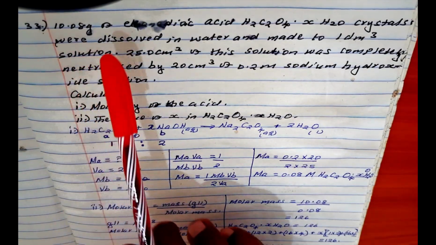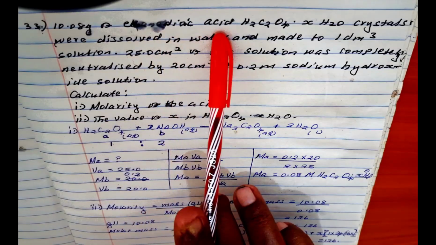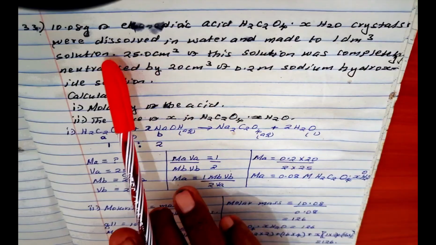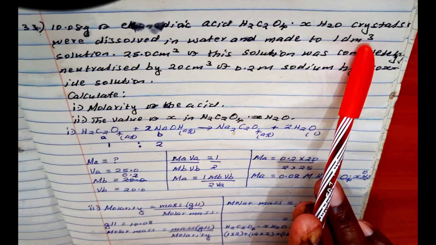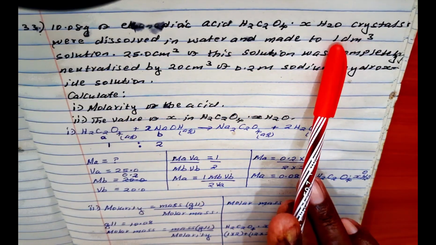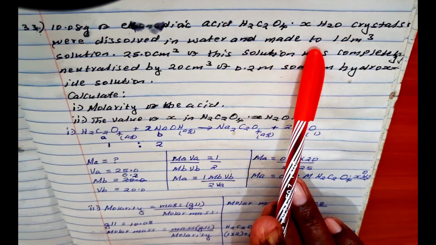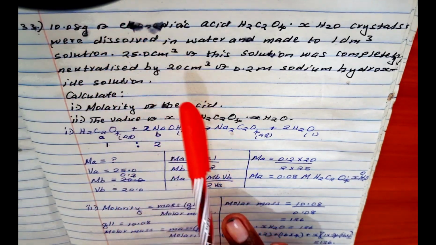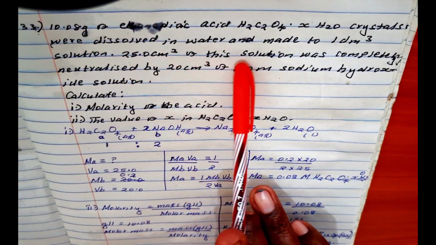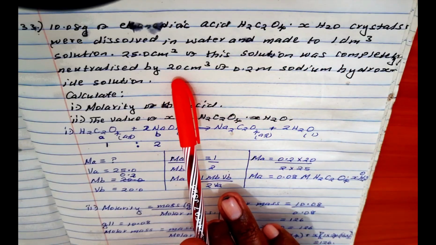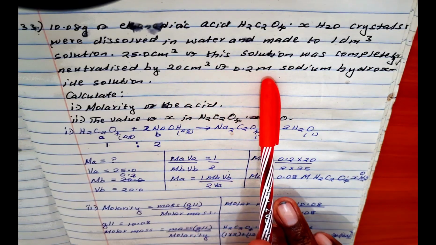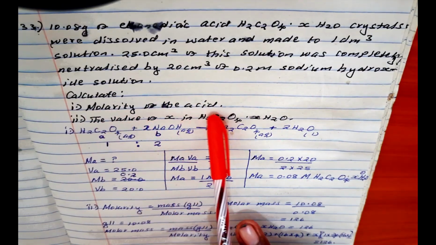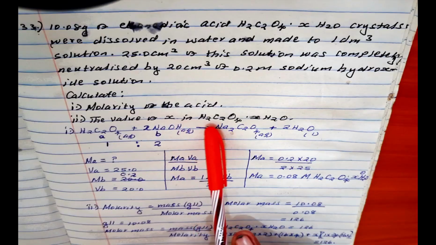Question number 33. 10.08 grams of ethanedioic acid, H2C2O4.xH2O crystals, were dissolved in water and made up to 1 dm cubed. We say that 1 dm cubed is actually 1 liter, so it means our solution of ethanedioic acid has 10.08 grams per liter. 25.0 cubic centimeters of this solution was completely neutralized by 20.0 cubic centimeters of 0.2 molar sodium hydroxide solution. Calculate, Roman 1, the molarity of the acid, Roman 2, the value of x in the ethanedioic acid.